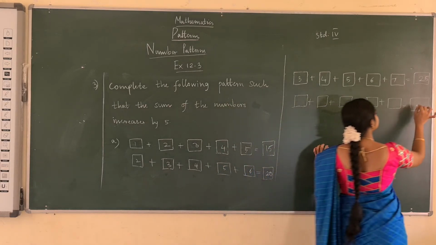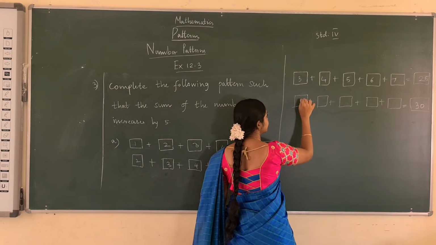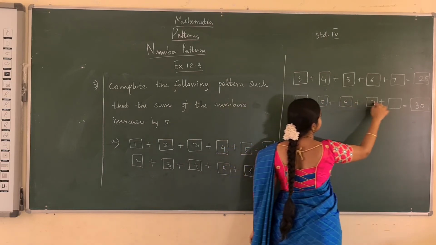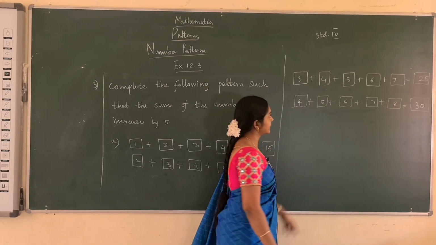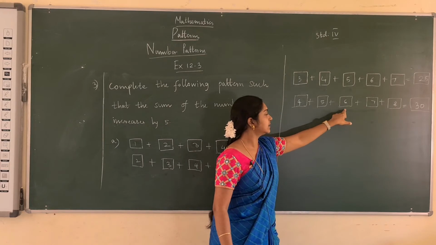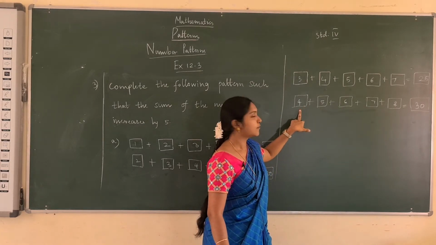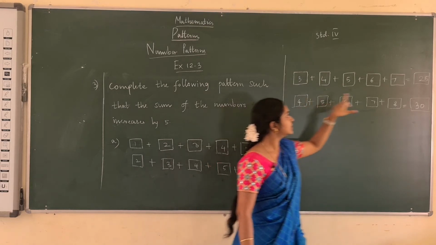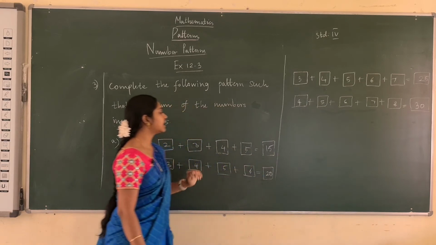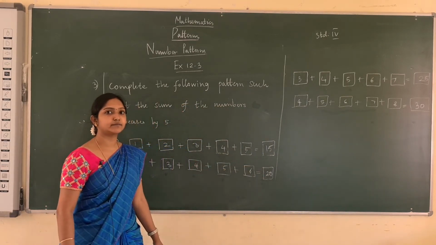Here the sum should be 30. So let us fill the numbers with 4, 5, 6, 7 and 8. 6 plus 7 is 13, 13 plus 5 is 18, 18 plus 4 is 22, 22 plus 8 is 30. So we have filled the number pattern so that their sum increases by 5.